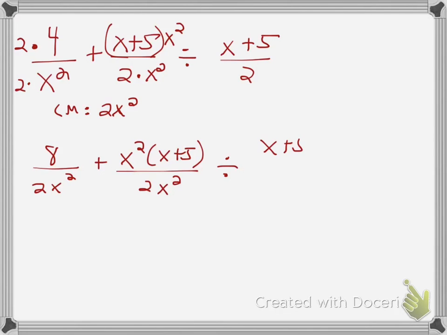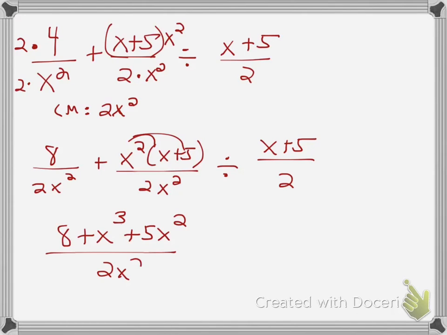We cannot KCF it. Can't go keep, change, flip because I need to have a single fraction. So I'll go ahead and do some distributing. This becomes 8 plus x cubed plus 5x squared all over 2x squared being divided by my denominator. So now I have a single fraction on my numerator and I have a single fraction on my denominator. So now we're at that point where we have two fractions being divided.